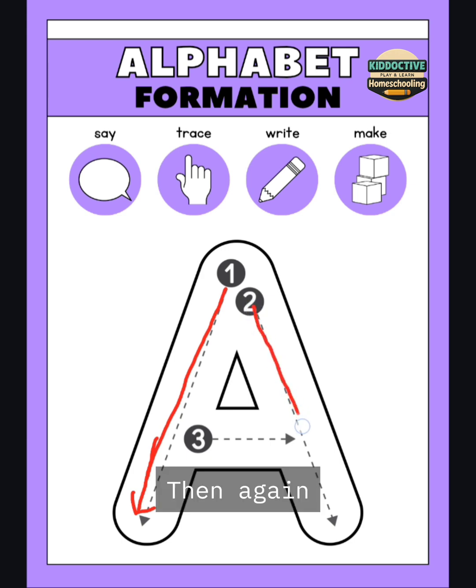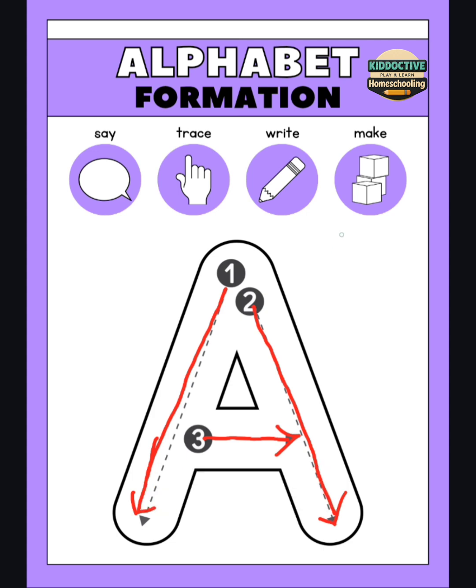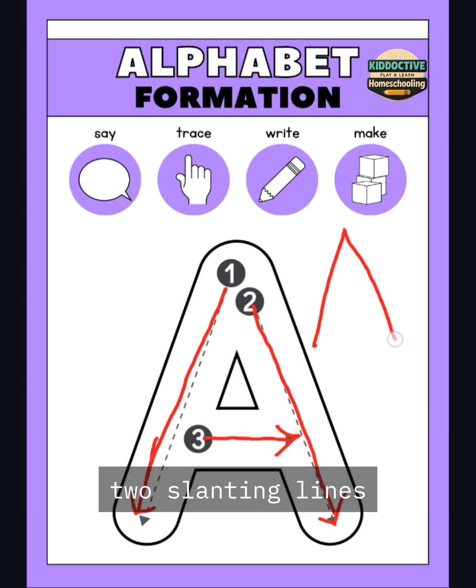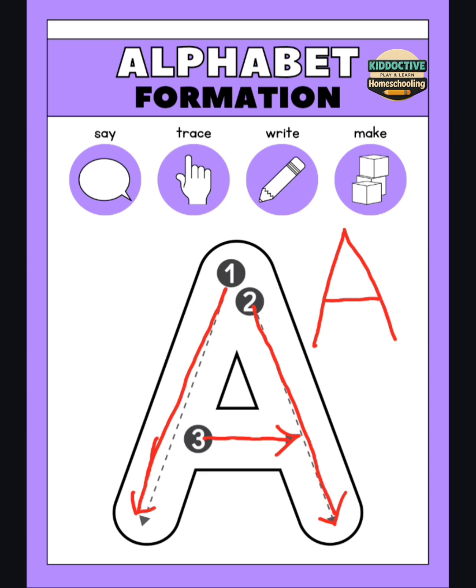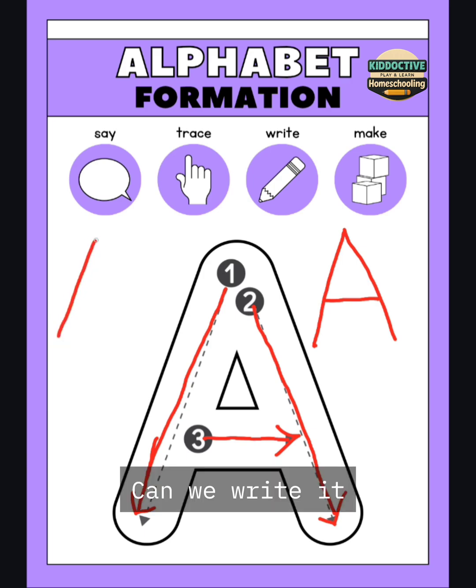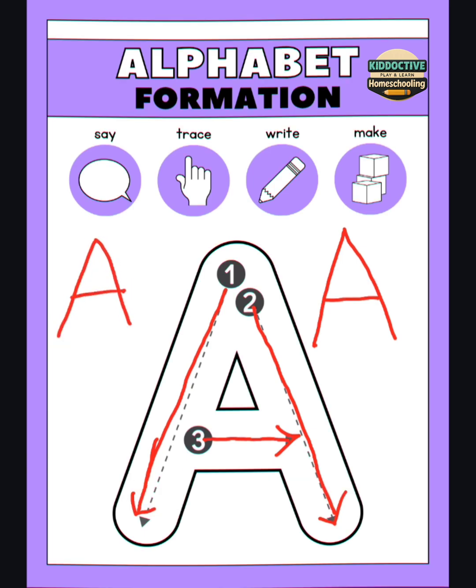Then again, then join the line. What is this? It's letter A. Now, once again we are going to write it. Starting from this, 2 slanting lines. Then join it. What is this? This is the letter A. Once again. Can we write it? A.